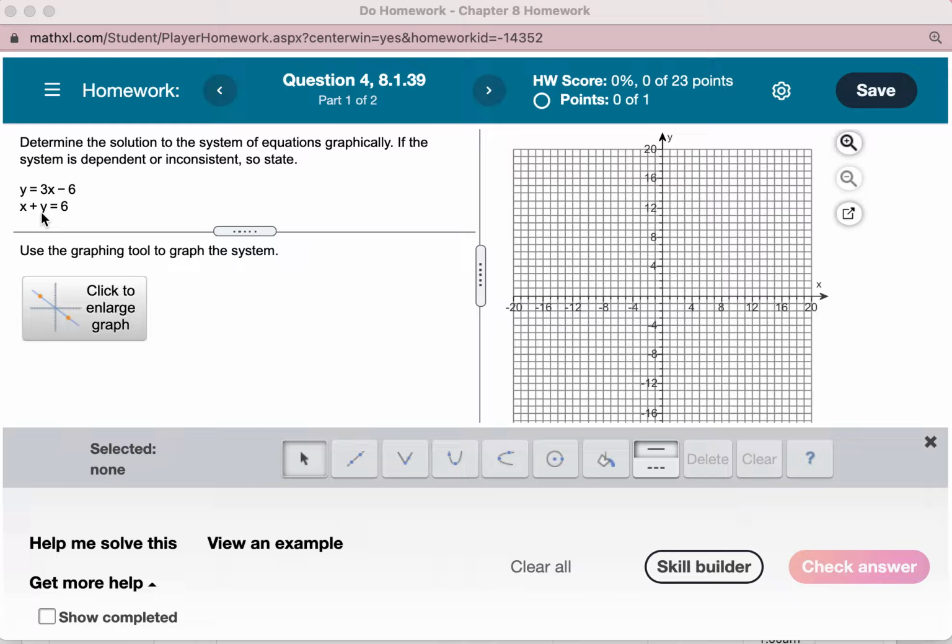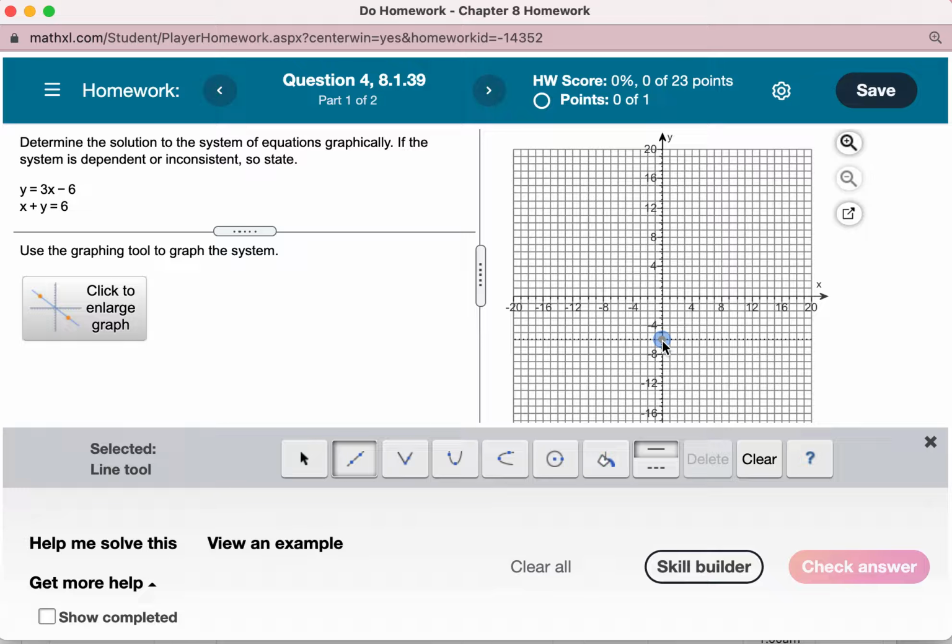Equations are set up to graph in two different ways. This first one is in slope-intercept form because y equals something. Y is by itself. The easiest way to graph this is to go down to -6 on the y-axis and put a dot. So I'm going to click my graphing tool, go down to -6. I'm going to click to put a dot.